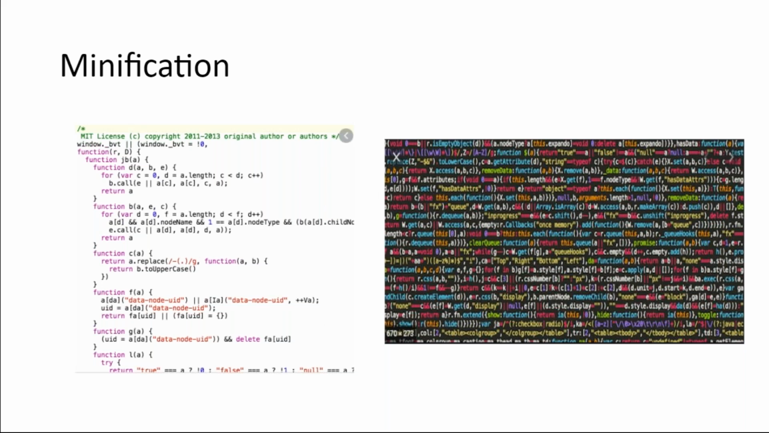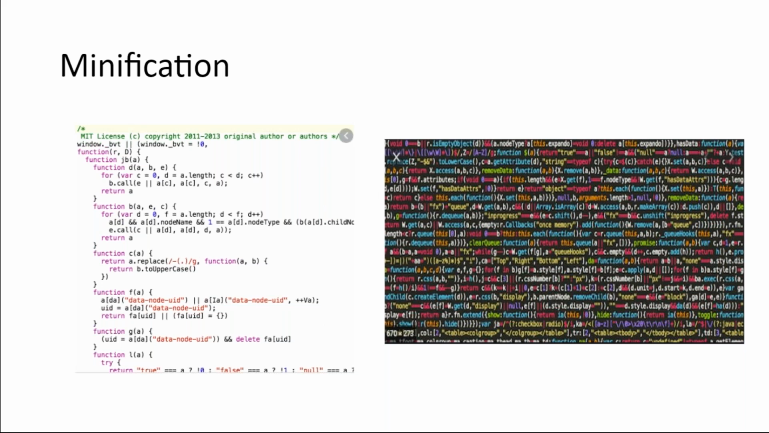It doesn't need comments. It doesn't need white spaces. It doesn't need line spaces. It just needs the function and the code, nothing else, right? So minification is nothing but removal of comments, white spaces and line spaces, so that you can minimize the size of a JavaScript as much as possible.